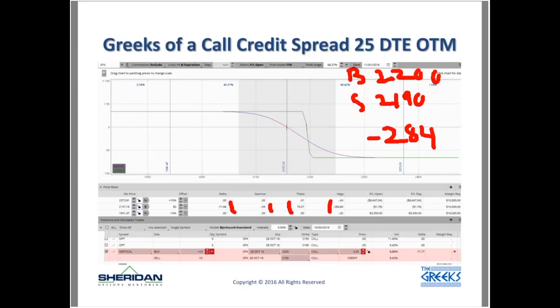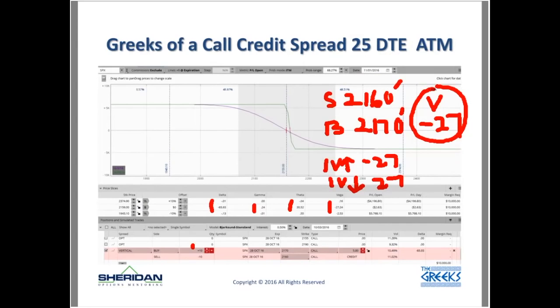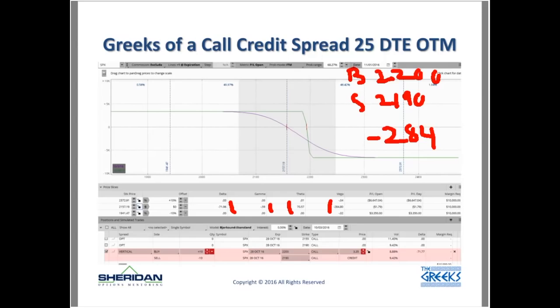Why do you think that is? The Greeks were short 27 on an at-the-money call spread, and our Greeks were dramatically bigger. Why do you think, my friend? Well, think about it. If you're 25 days from expiration and you're in a $2,000 vehicle like SPX, is there that much difference, vega risk, between an at the money and 10 points out of the money? It's too close. There's not that much difference.